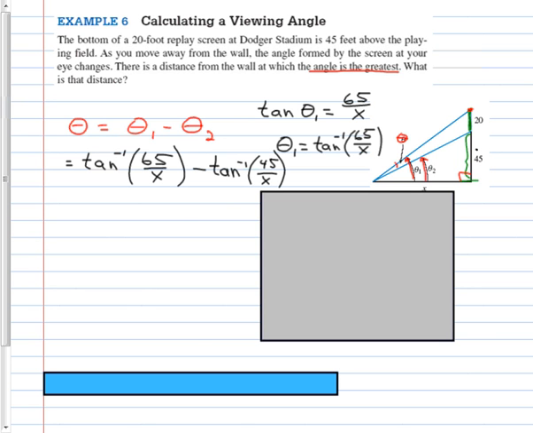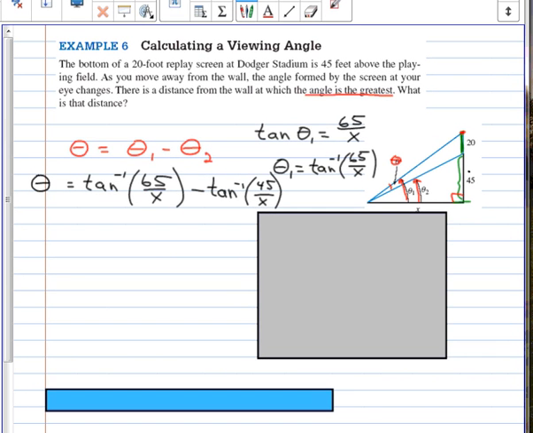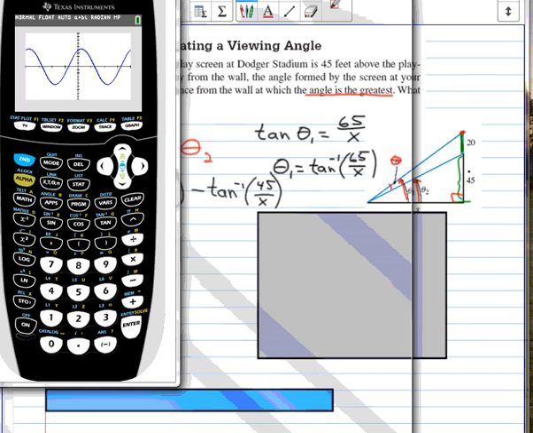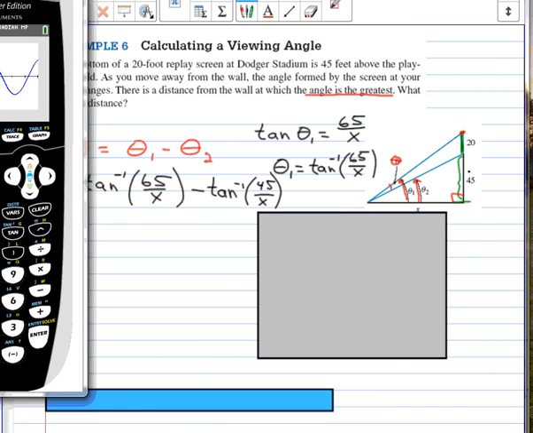That answer is my ideal viewing angle, that answer is what theta is, and I want to know the ideal theta, the biggest theta. So we need to look at a graph of this to see what it looks like. Got your calculators? I've got mine. Radian mode should have been already. Make sure you're in radian mode.